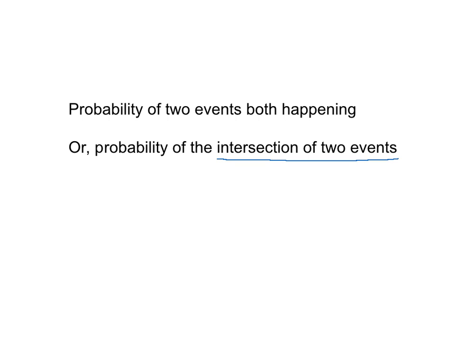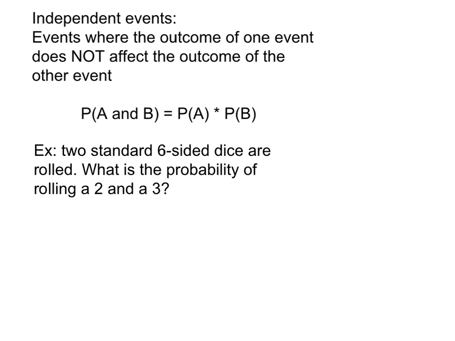So there's two options for what can happen when you want two things to happen. Let's look at the first of those, independent events. Independent events are events where the outcome of one event does not affect the outcome of the other event. The formula for finding the probability of two events, A and B, both happening, is equal to the probability of event A happening times the probability of event B happening separately.